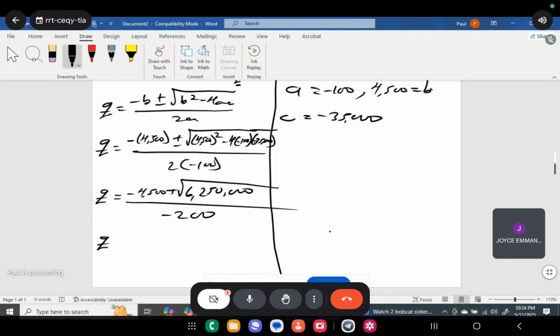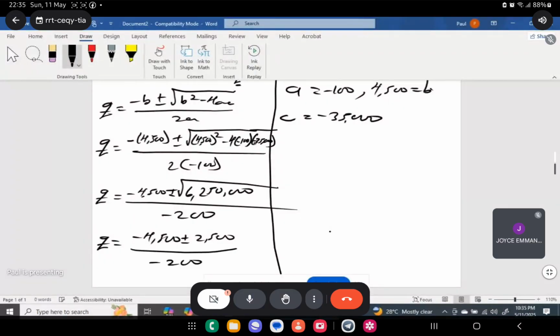Okay. So find the square root of 6,250,000. Hmm. So the square root of that, I'm getting 2,500. Please, you should know this is plus or minus. So minus 200.